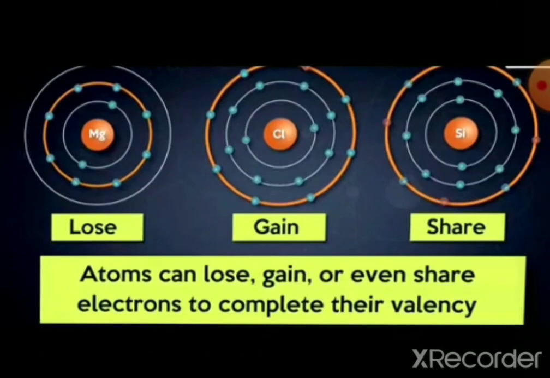So at last, the conclusion is that valency can be defined as atoms can lose, gain or even share electrons to complete their valency. I think you have understood today's class. In the next video, we will understand more about valency.